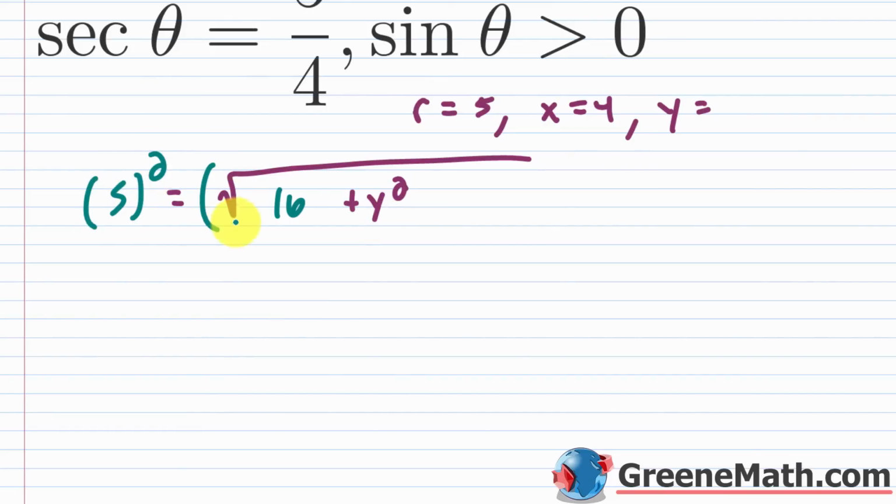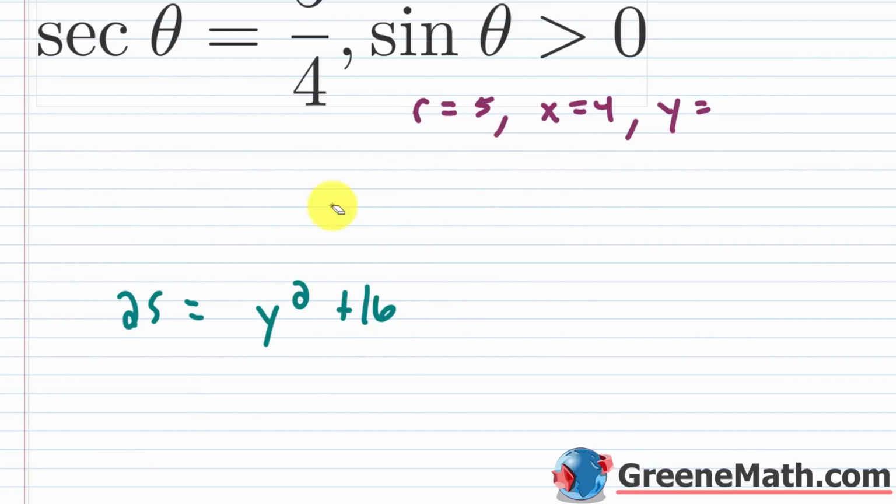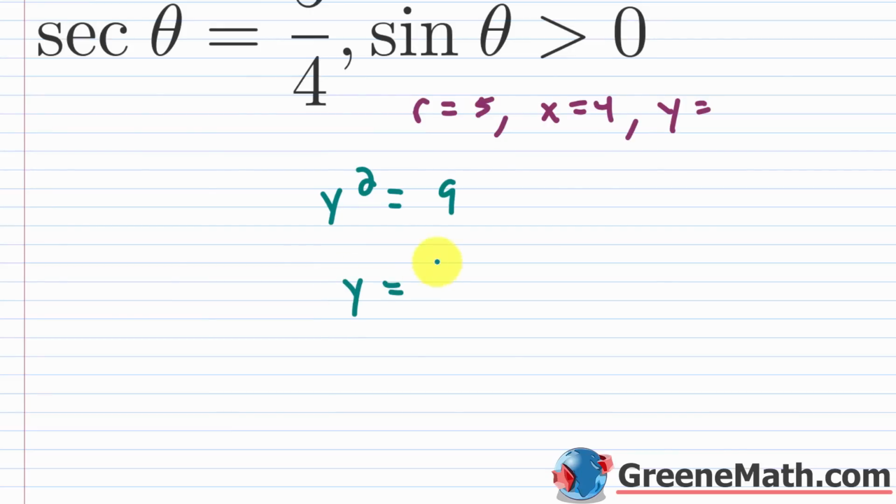So let's just square this and let's square this. So let's say this is 25 is equal to y squared plus 16. Again, subtract 16 away from each side, and you're going to have that y squared is equal to 9. If you use your square root property, you get y is equal to plus or minus the square root of 9, which is plus or minus 3. And again, because we're in quadrant 1, we know we want a positive 3 for the y value. Okay, so going through now, we just fill everything in.